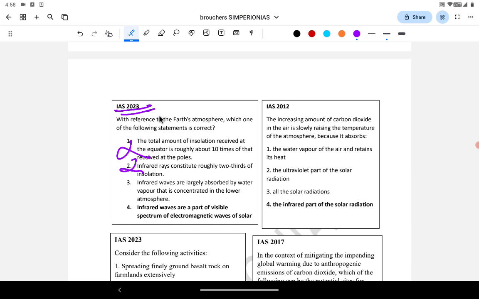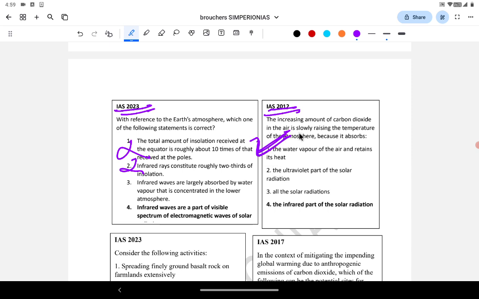If you study the basics of light, sun rays, insolation, earth atmosphere. Now, very important, coming to the third: infrared waves are largely absorbed by water vapor. In 2012, they asked this question: the increasing amount of carbon dioxide in the air is slowly raising the temperature of the atmosphere because it absorbs infrared. Carbon dioxide absorbs infrared, not water vapor.